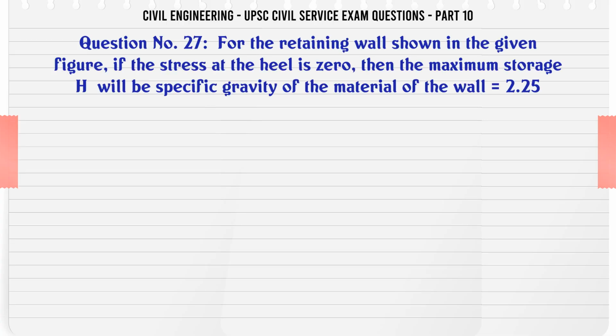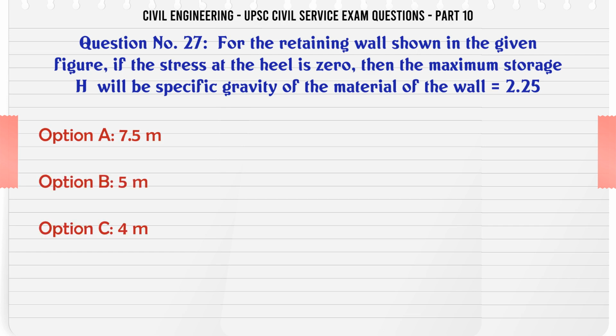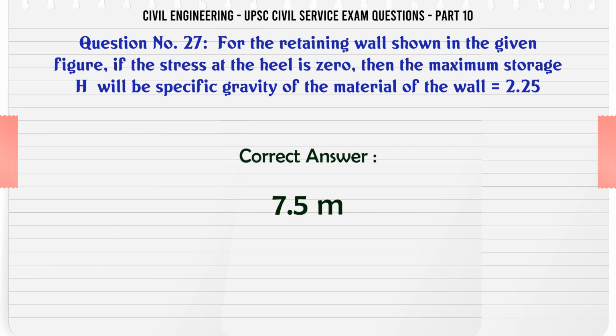For the retaining wall shown in the given figure, if the stress at the heel is 0, then the maximum height H will be, specific gravity of the material of the wall 2.25: A. 7.5 m, B. 5 m, C. 4 m, D. 3 m. The correct answer is 7.5 m.